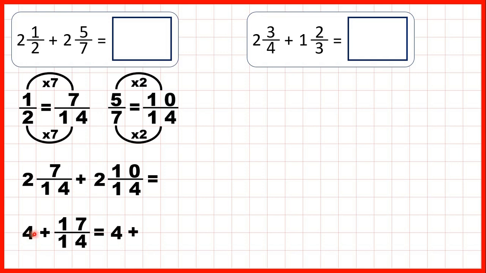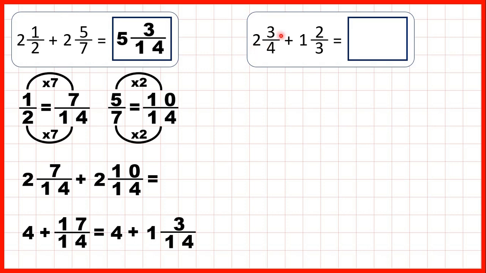So the 4 wholes can stay the same, but we can change 17/14 into 1 and 3/14. That's because 1 times 14 is 14 plus 3 is 17, or because 17 divided by 14 is 1 remainder 3, and the denominator stays the same. So 4 plus 1 is 5, and the fraction stays the same, so 5 and 3 over 14 is our answer.